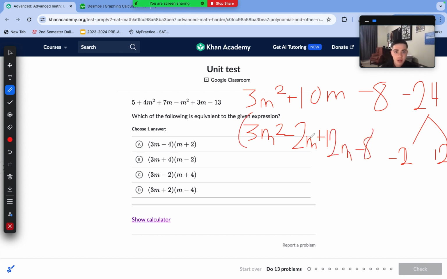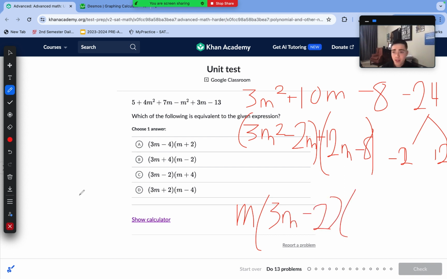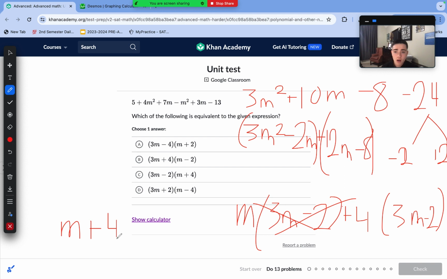Now I can separate this into two different parentheses and factor each of them. We can factor out m from the first parentheses. We are left with 3m minus 2. And we can factor out 4 from the second parentheses. We are left with plus 4 times parentheses 3m minus 2. Cross out this duplicate factor. We are left with m plus 4 as our first factor, 3m minus 2, which matches answer choice C.